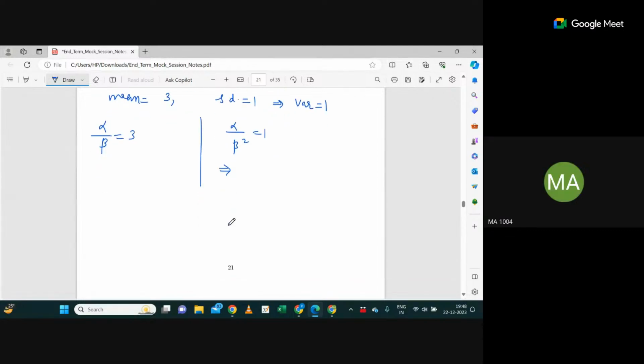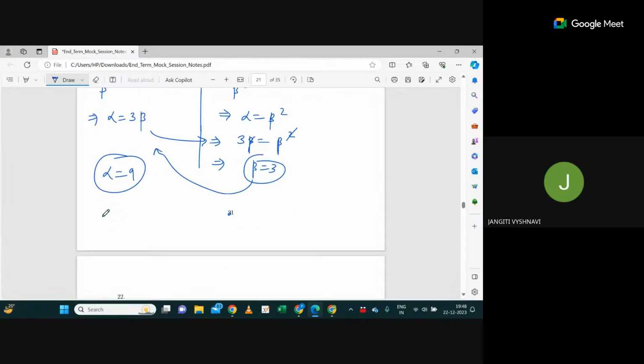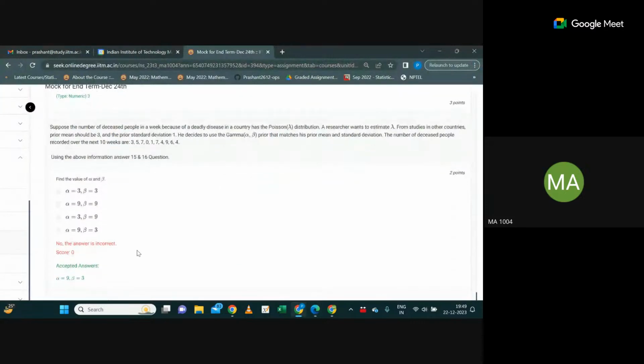From here I can find the values of alpha and beta, because we need to find them. Then here alpha equals beta squared. Correct. From here alpha is 3 beta. If you put alpha as 3 beta here, then 3 beta equals beta squared. So one beta gets cancelled out. Beta is nothing but 3. If you put beta as 3, then alpha is 9. So we found the values. I think option D is the correct one, right?